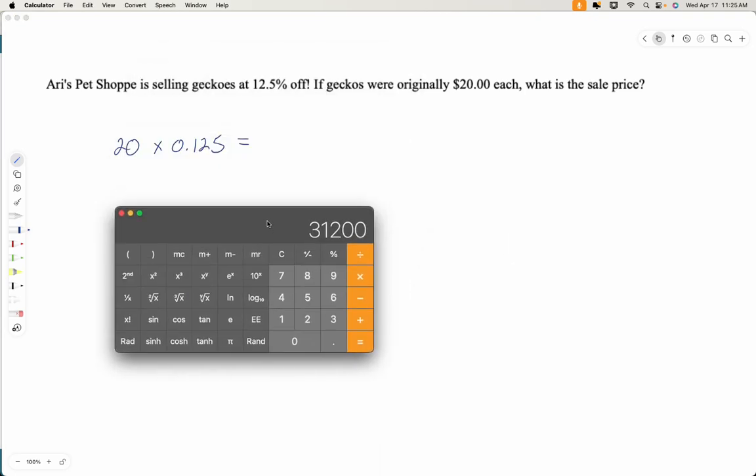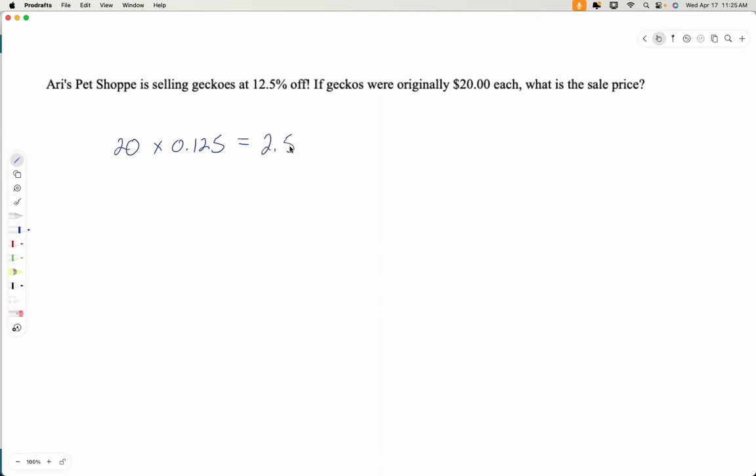So we find that amount. We can do that on our calculator. 20 times 0.125 is 2.5. So $2.50. That is the discount. So we just say $20 minus $2.50, and that is going to be, if I take $1, that's 50, so it's 19 minus 2, so it's $17.50. That is the sale price of the geckos. All right, so that's how you would solve that problem.